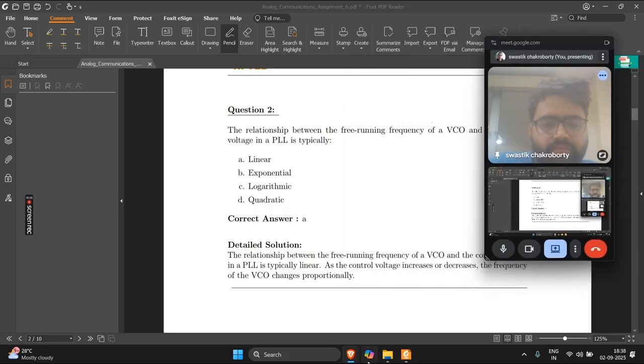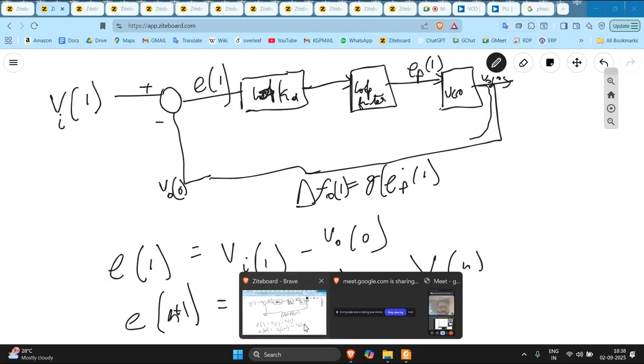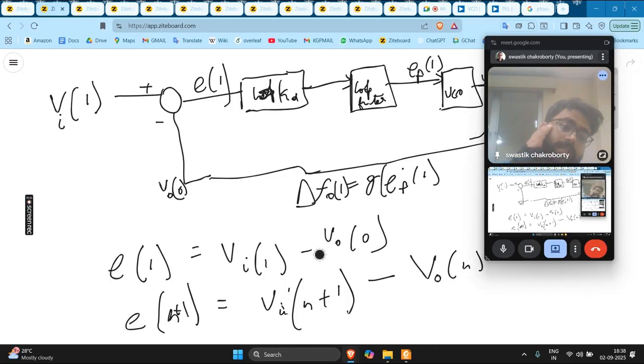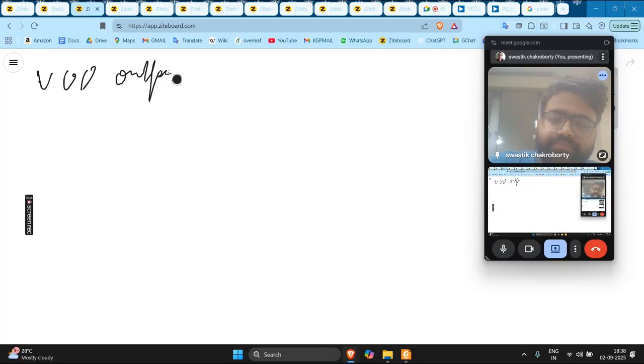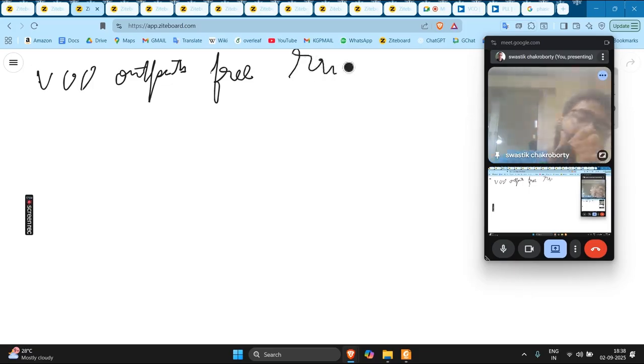Now in VCO, the free running frequency is the frequency generated when voltage is 0. And thus, when this input voltage will be 0, when will VCO output the error frequency? The VCO will output the free running frequency when error equals 0.